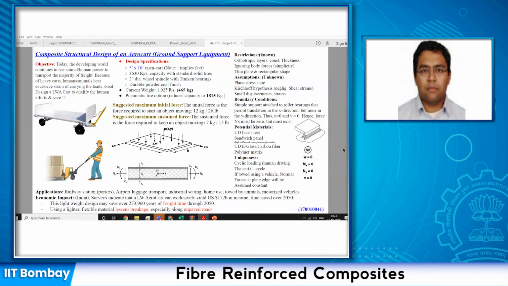So as per a survey, I have found that this kind of aero cart can yield around $172 billion in income, and we can save around 273,000 years of freight time through 2050. And using such materials like sandwich cores, and a flexible material, we can lessen breakage, especially along unpaved roads. Time is over. Thank you. Thank you.